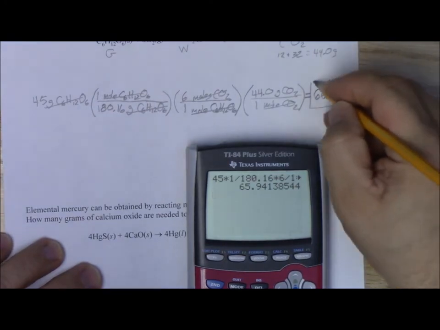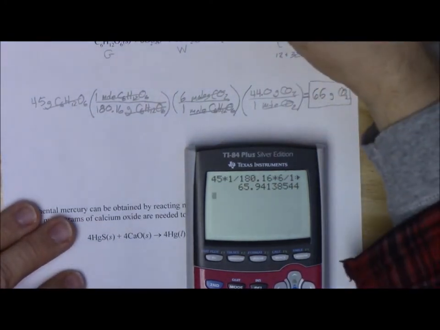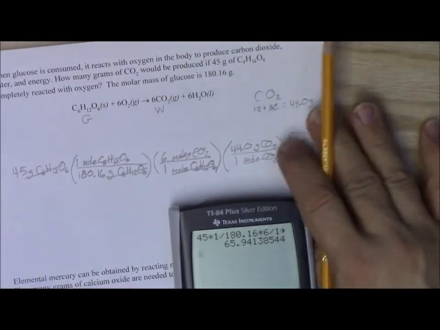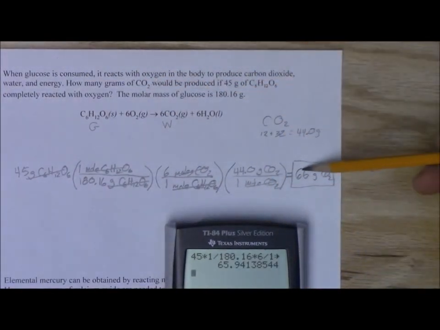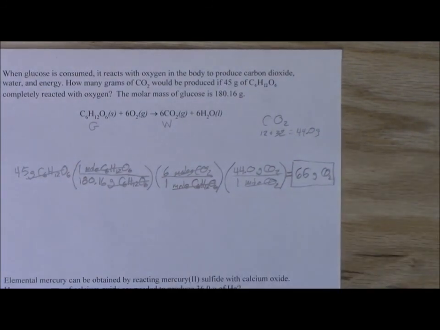And now let's check and make sure we answered the question. How many grams of CO2? 66 grams of CO2. And we're finished with that problem.